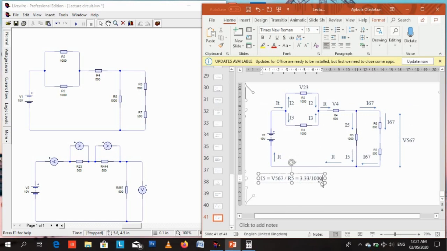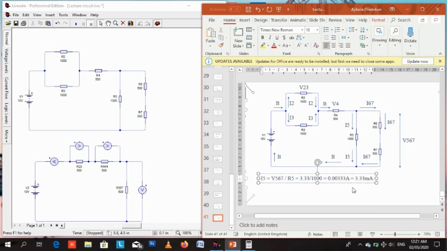So that's 3.33 divided by 1000 ohms, which is equal to, we need a calculator for that, but there's no calculator for that. That would be 0.0033 amps, which is about 3.33 milliamperes. So this is the current that's flowing through R5.